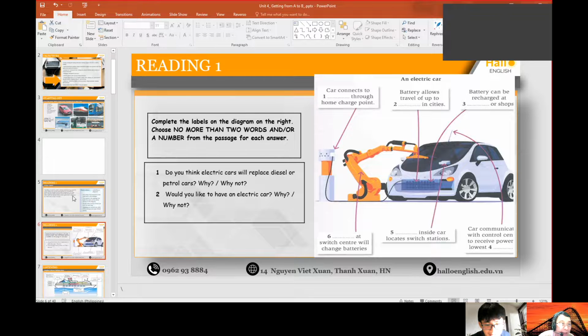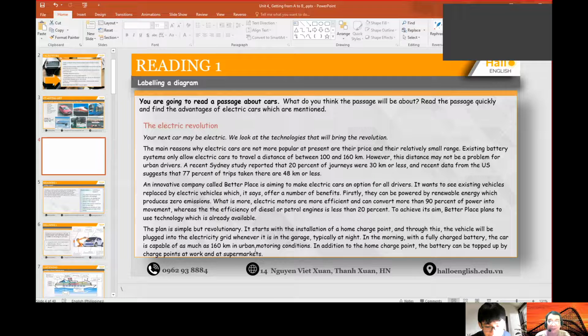Where did you get that point? I think the conclusion sentence part, in the conclusion part, in the second sentence. It starts with the installation of a home charge point, and through this the vehicle will be plugged into the electricity grid whenever it is in the garage, typically at night.